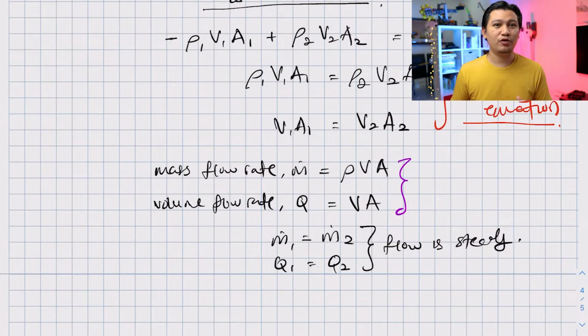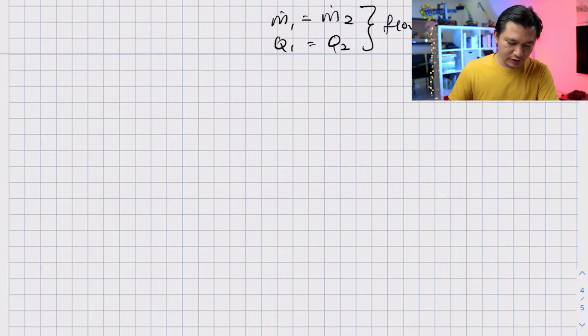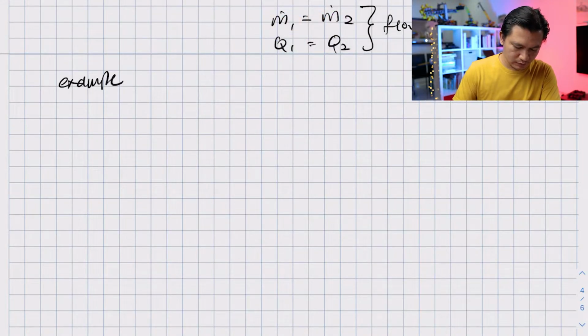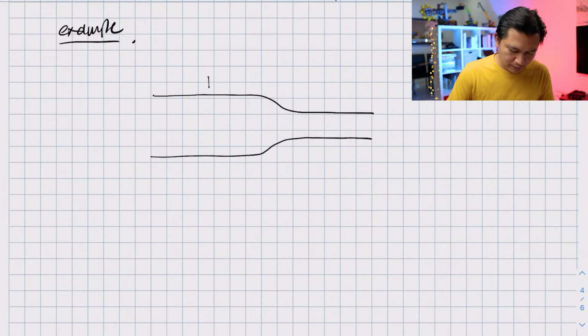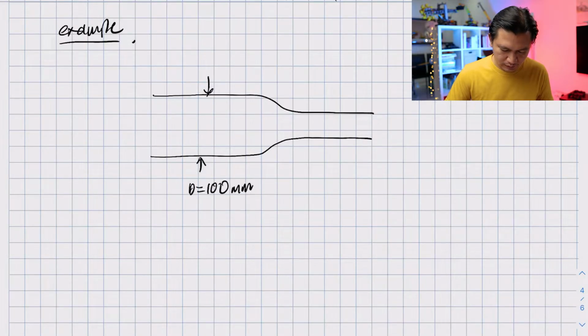Okay, now that we have found the equation for conservation of mass, let's do a few examples so you can understand better how to use these equations. So the first example is a very simple one. And you have here a converging pipe. The larger pipe has a diameter of 100 millimeter, and the smaller pipe has a diameter of 20 millimeter.